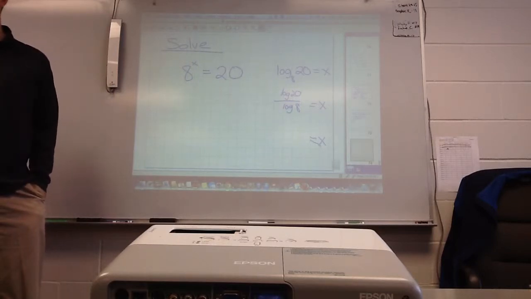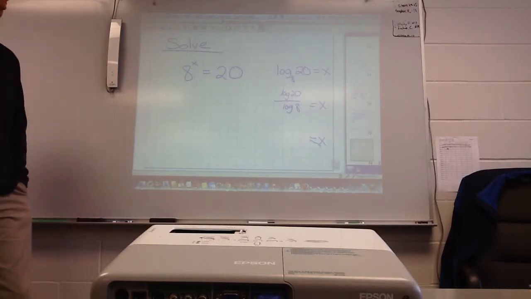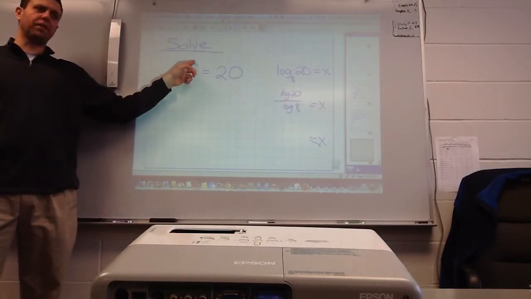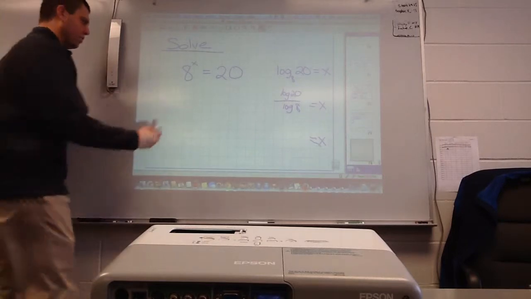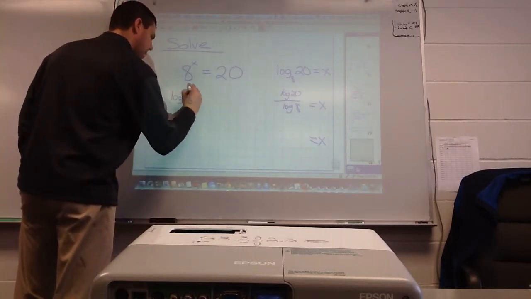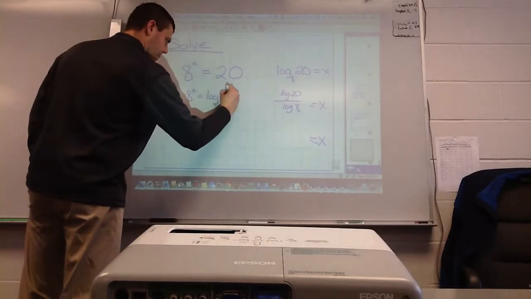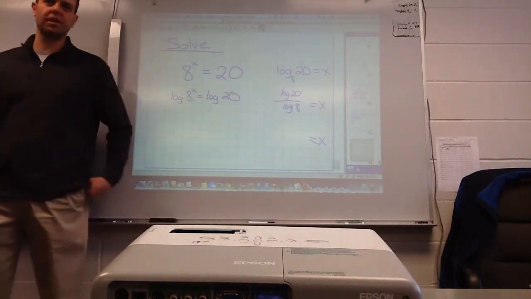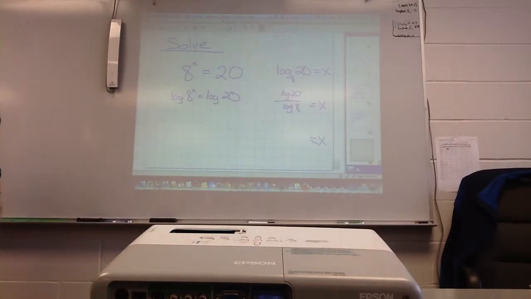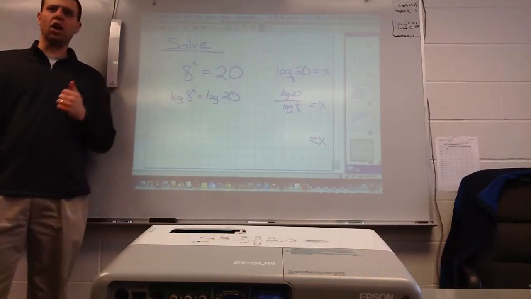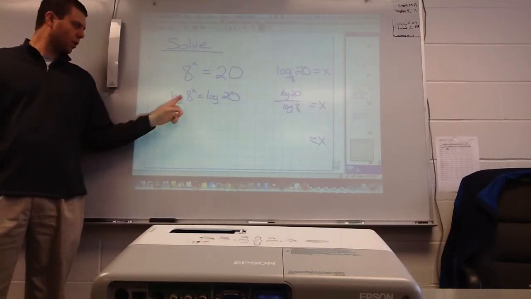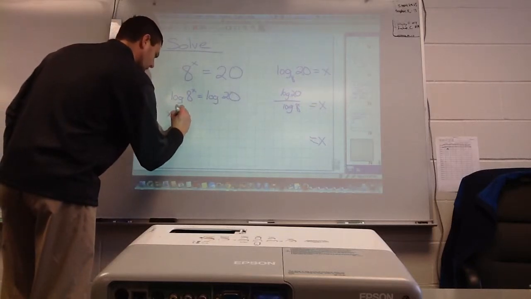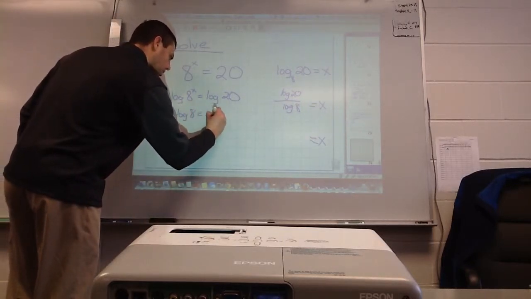I kind of do it a different way, just because it's what I've always done. Anytime I see a variable up in the exponent, I just log both sides of the equal sign. That's fair, as long as you do it to both sides of the equal sign, you're not changing anything. So I log both sides. Now I use my log properties. Remember our power property? What can I do with this exponent? Move it out to the front. So now I have x times the log of 8 equals the log of 20.